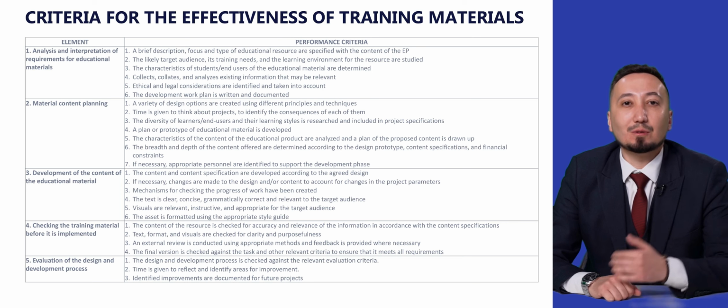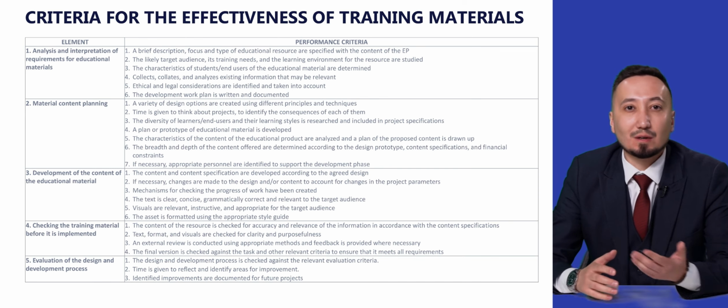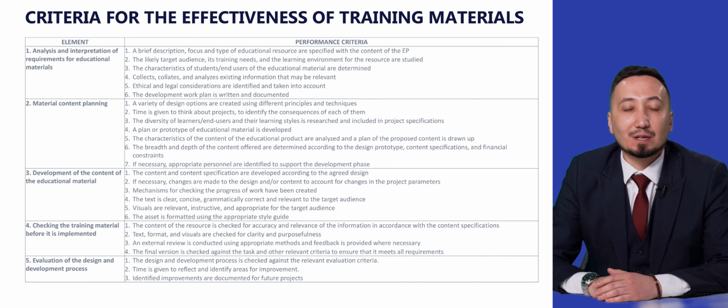5. The characteristics of the content of the educational product are analyzed and a plan of the proposed content is drawn up. 6. The breadth and depth of the content offered are determined according to the design prototype, content specifications, and financial constraints. 7. If necessary, appropriate personnel are identified to support the development phase.